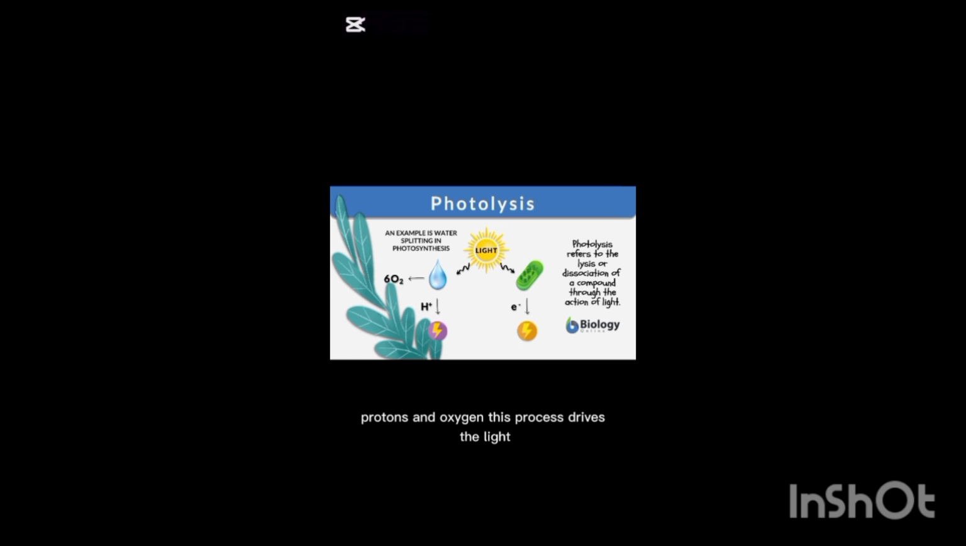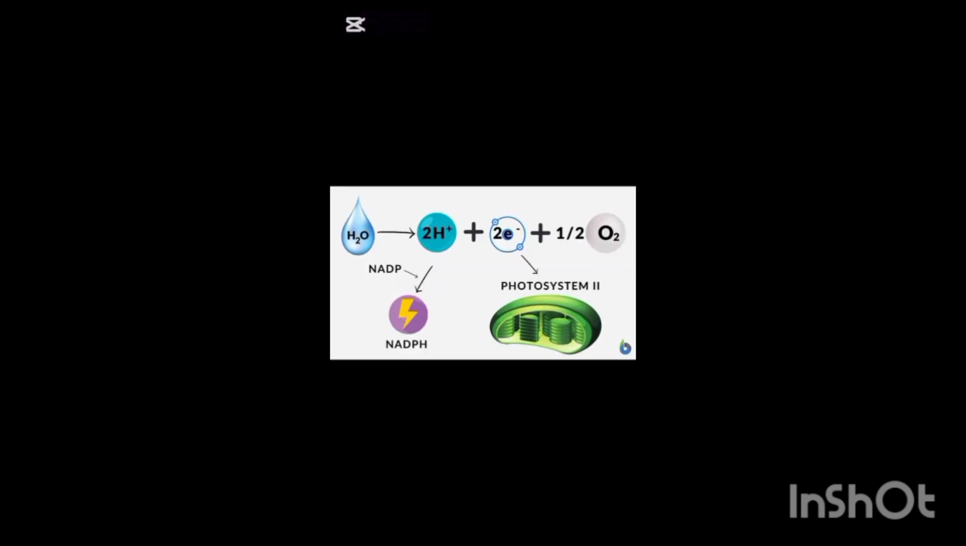This process drives the light-dependent reactions by restoring electrons lost by chlorophyll in photosystem 2, and also it releases oxygen as a vital byproduct for aerobic life. This process provides electrons to replace those lost by chlorophyll, protons to drive ATP synthesis, and releases oxygen.